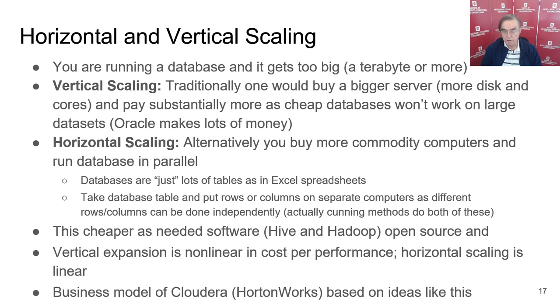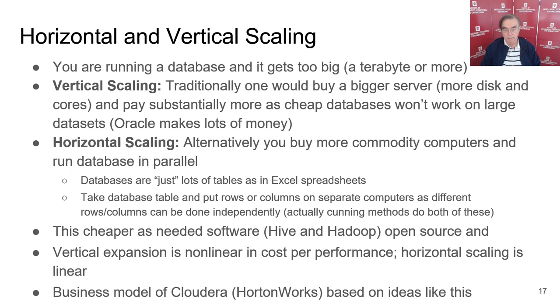The alternative, which Hadoop was a major player in implementing, is horizontal scaling. You take your tiny little computer, and then you have another one, another one, another one. That is going to be linear in the cost and the number of computers you add. And you can run the same commodity database on all of them. And all you have to do is add up the results of all these databases. And that is precisely what MapReduce does.